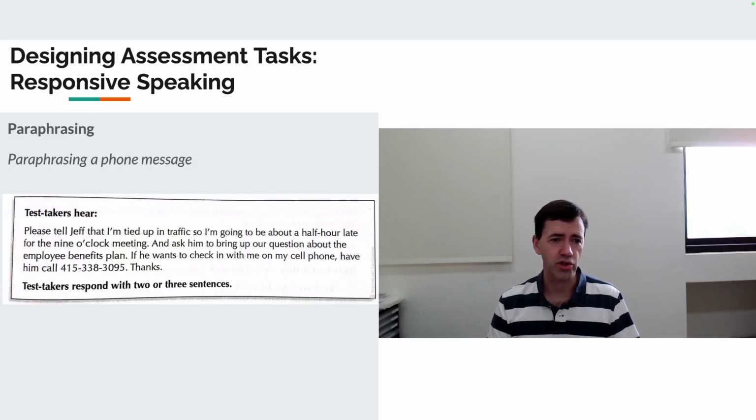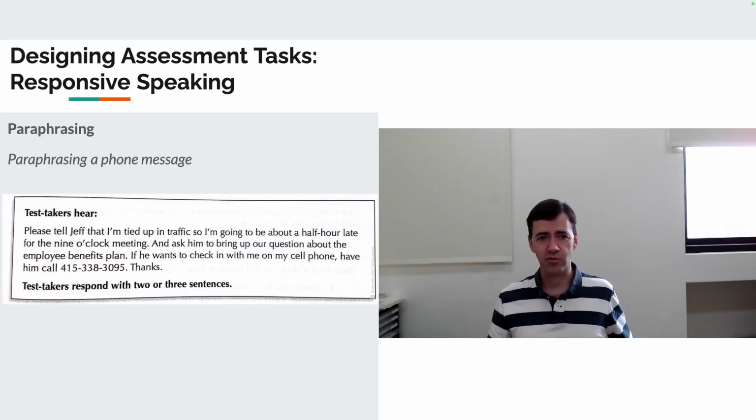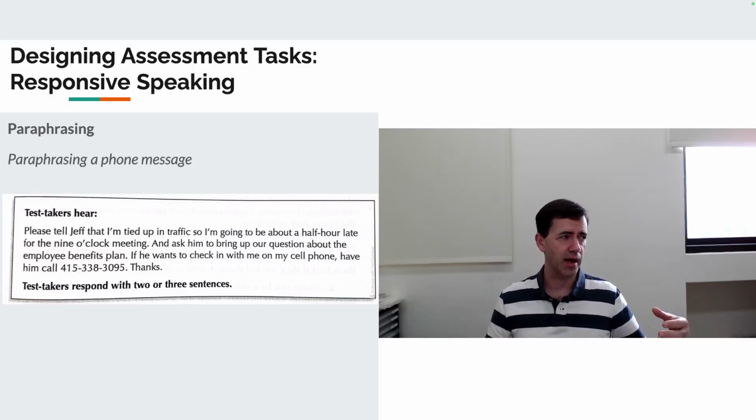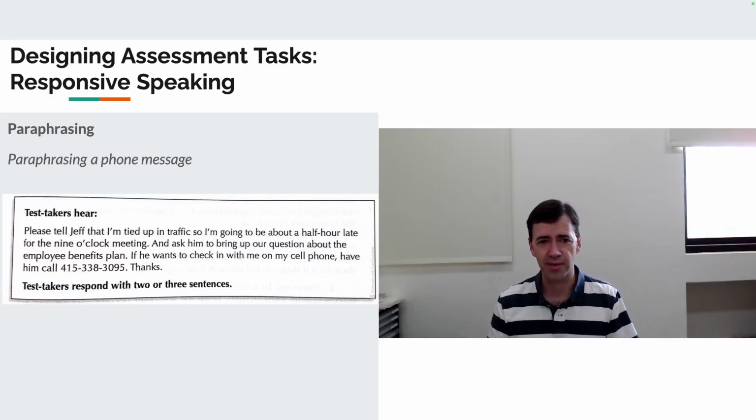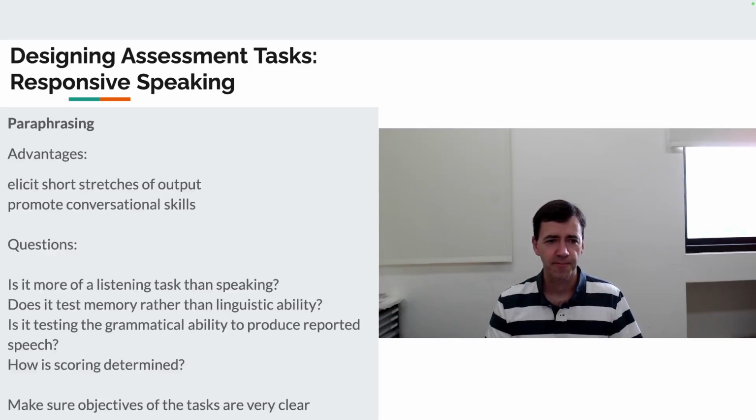Okay, or you could do one that's a little bit more authentic in that they paraphrase a phone message. So this is something in life that we do, right? Hey, tell your mom I blah, blah, blah, and then you give the message, and then you have to relay that message to your mom. Okay, so here's the message that they hear, and then same thing, they have to paraphrase in 2 or 3 sentences.